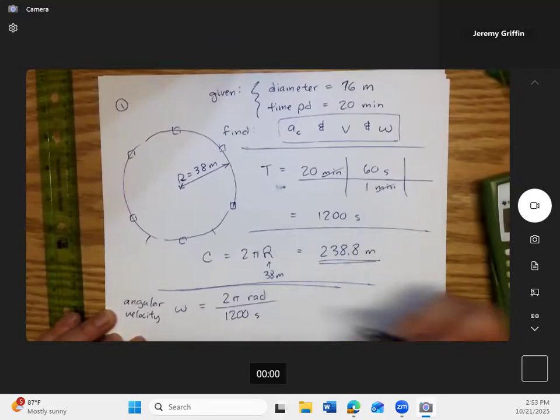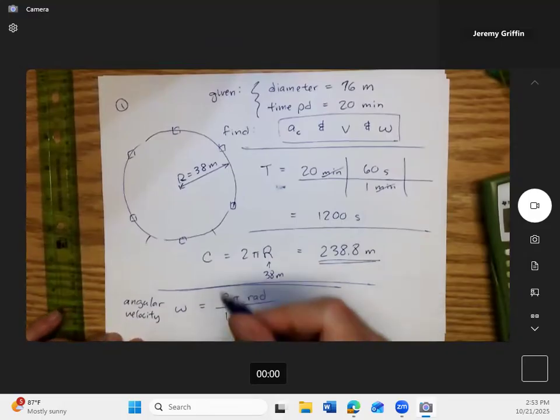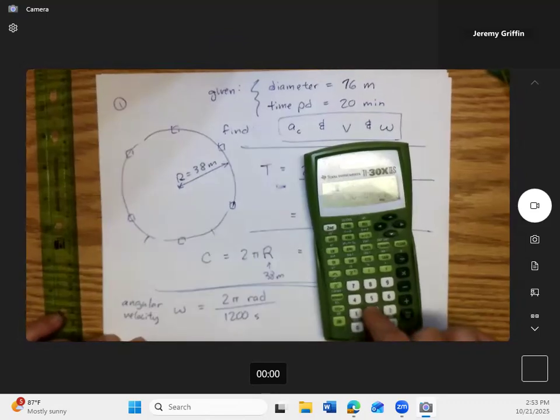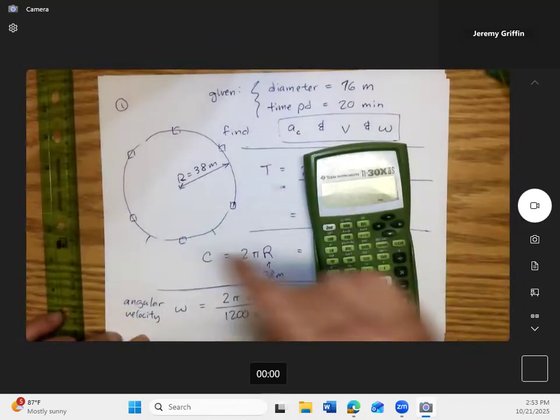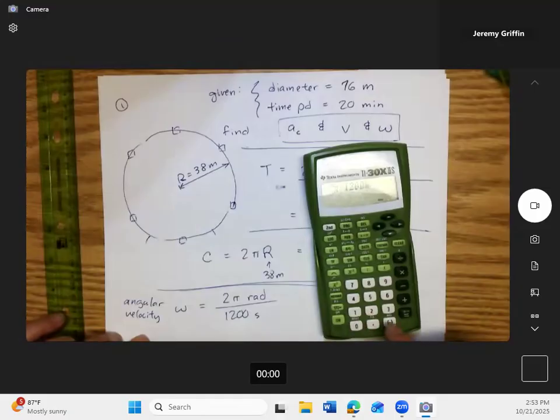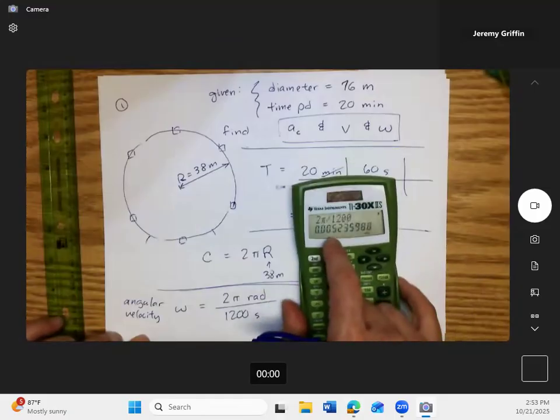Hey, look, that would give me radians per second. I can tell how fast it's rotating. You guys get that? Radians per second. Let's get a number on there. Let's do 2 pi radians, which is 1 revolution, of course, divided by 1200 seconds it takes to go all the way around. So very, very, very slowly.